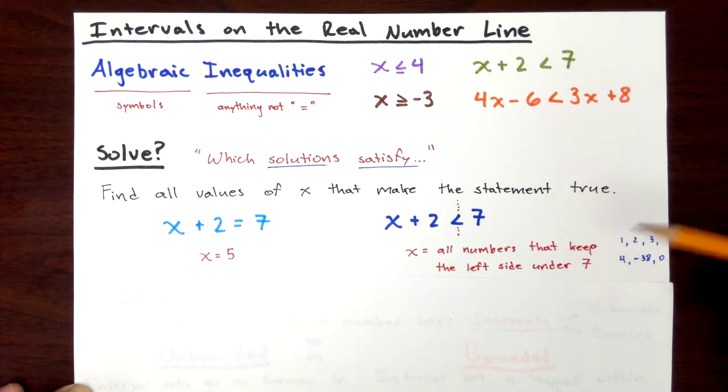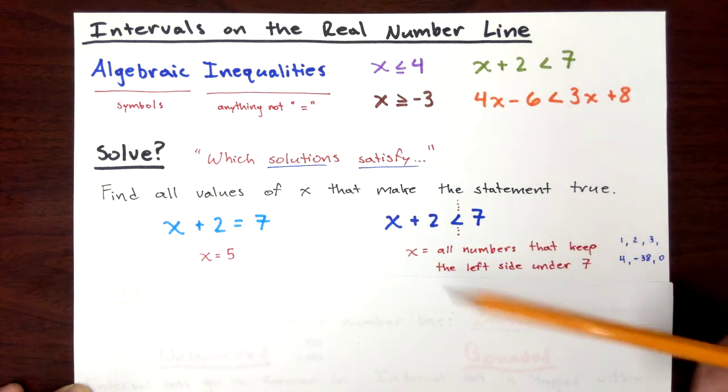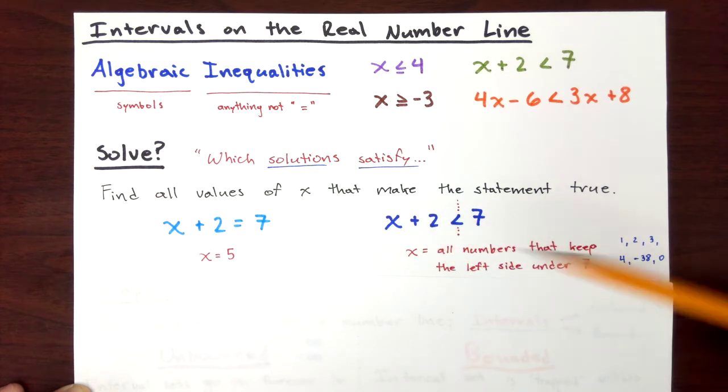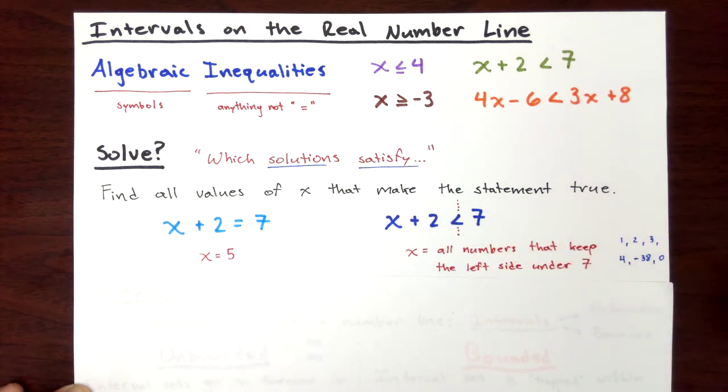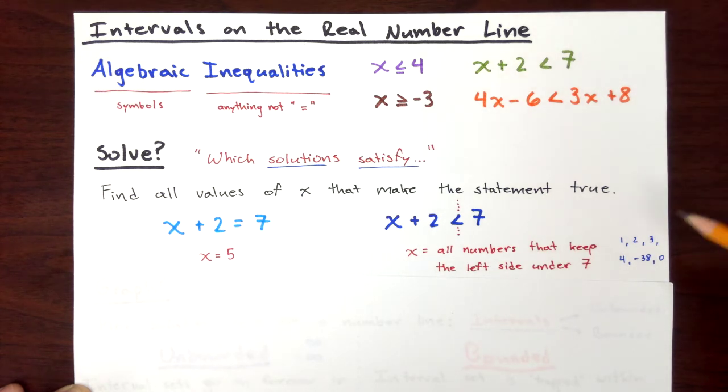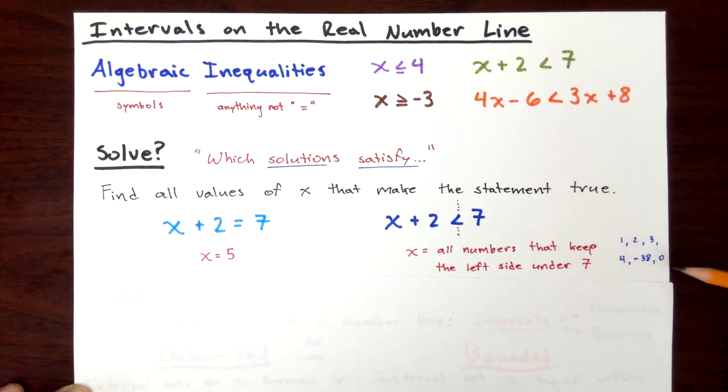A couple of different things could make it true. 1 could make it true, right? Because 1 plus 2 is still less than 7. 1 plus 2 equals 3, and 3 is less than 7. So that's actually an answer to this inequality. And that brings us to the point where we realize that inequalities are, most of the time, going to have multiple answers. Unless it's a bounded inequality, it's almost always going to have multiple answers. But even bounded inequalities will have multiple answers. And we're going to talk about what bounded and unbounded mean.